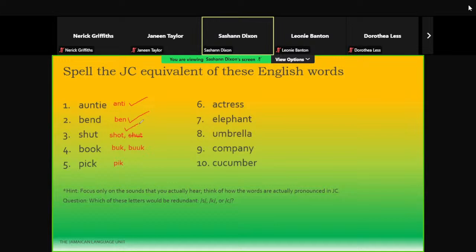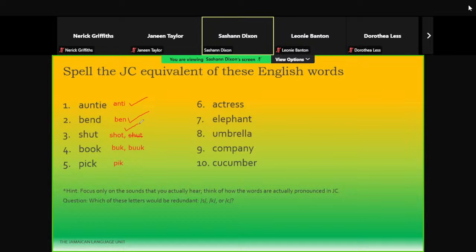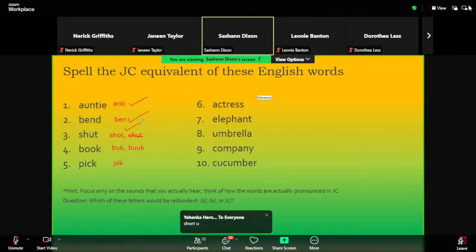Now, if we jump to number 4, book. Book is the pronunciation. Now, I like that I have these two options. So I'll just ask option 1 or option 2 for book. Short U, okay, a short U sound, option 1, B-U-K.